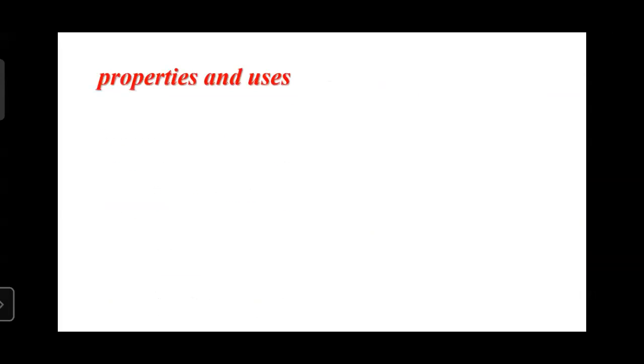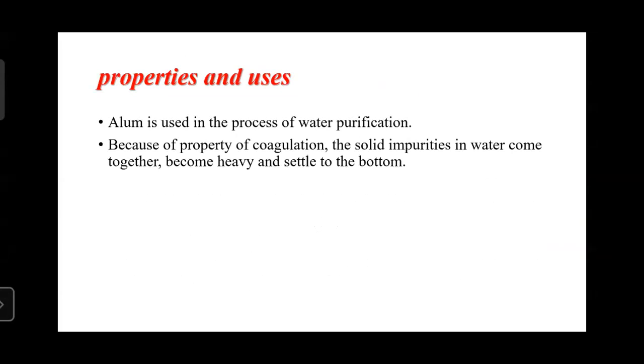Now we will move on to the properties and uses. First property, alum is used in the process of water purification. Every day in the rainy season, we have alum with us. The dissolved substances are settled down by application of this alum. Because of the property of coagulation, the solid impurities in the water come together, become heavy and settle at the bottom. As a result, the water above becomes clear.